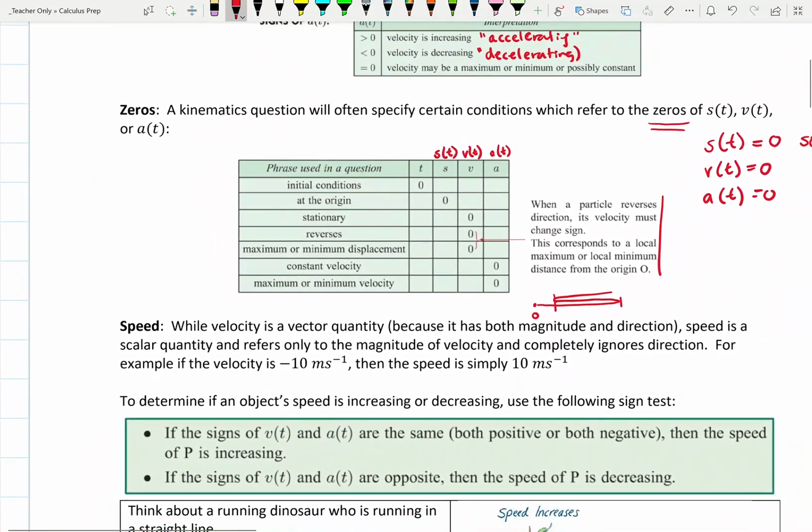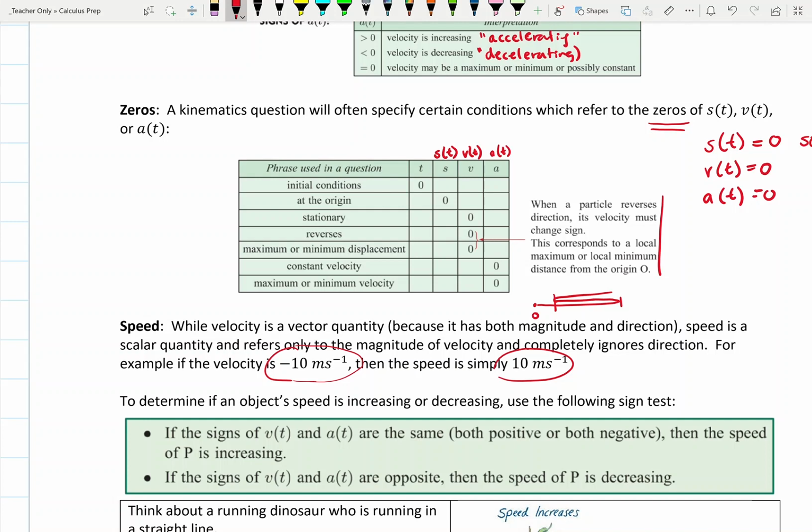Speed, on the other hand, is a scalar quantity, which means it's only got magnitude. It has no reference to direction at all. So what we end up with is, for example, if the velocity of an object is minus 10 meters per second, then the speed is simply 10 meters per second. So that's easy enough. We just take the sign off the velocity to get the speed.